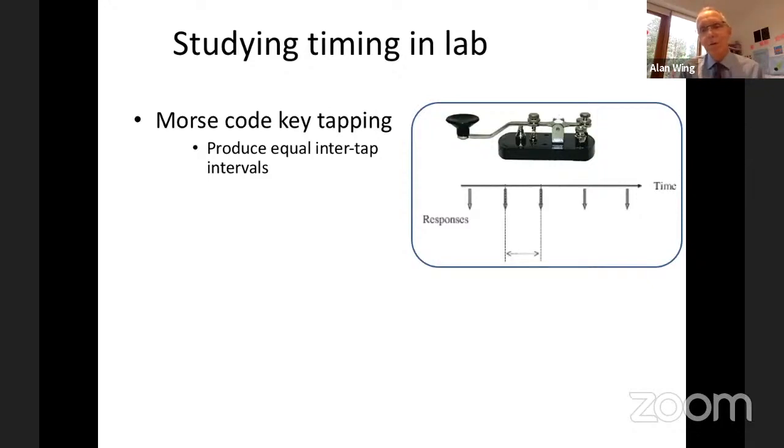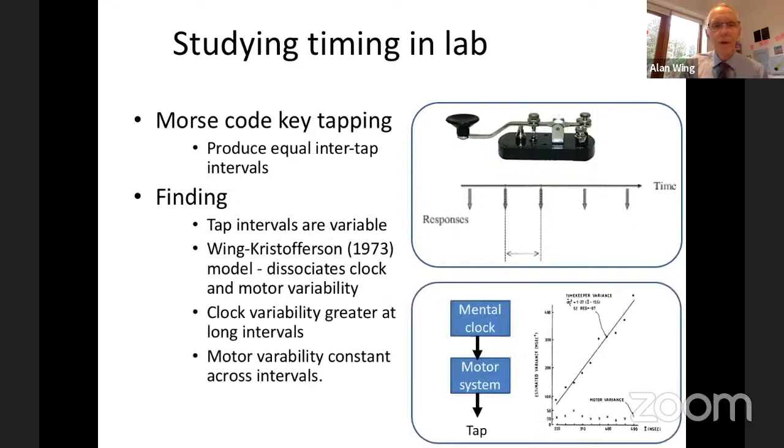He asked people to tap in time to a metronome, and then he asked them to tap on their own. And he would look at the intervals between their responses on the metronome, measure them, and look at the variability, or characterize the nature of the variation. And he found, as we found repeatedly, that tap intervals are variable. And what's more, the variability increases with longer intervals.